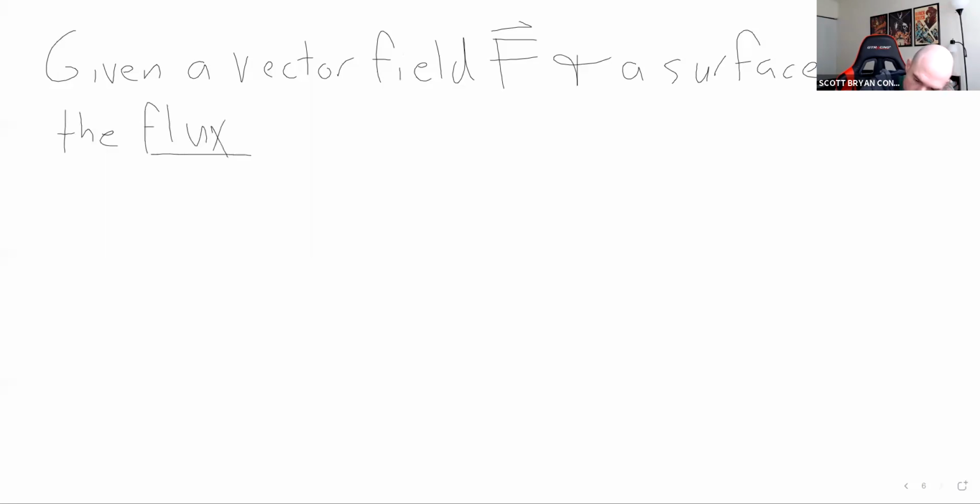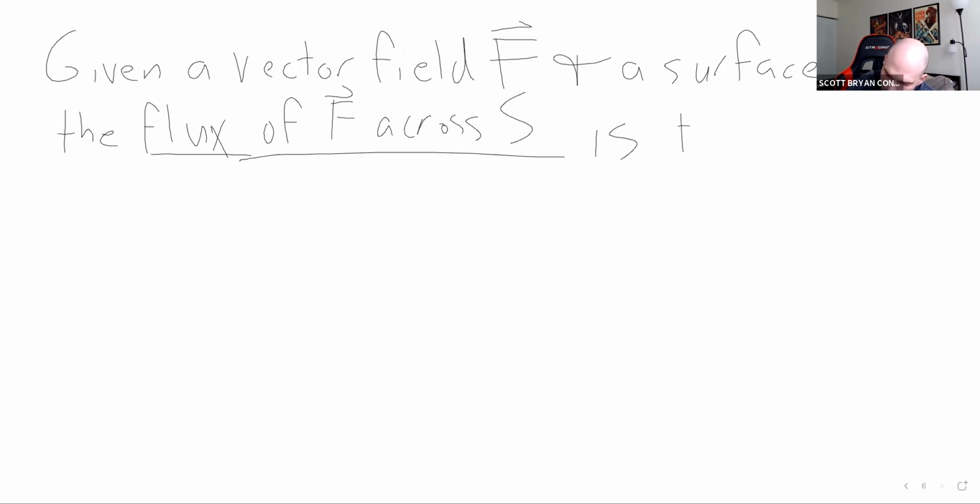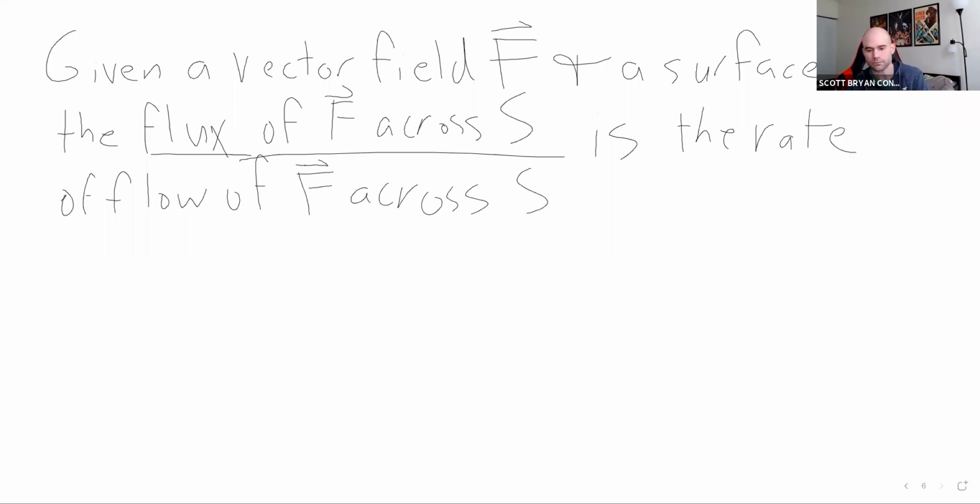we say the flux of the vector field F across S is just the rate of flow of the fluid, not really of F, but of the fluid across S. But I'll use F as shorthand. If you think of F as a fluid velocity vector field that at each point tells you the velocity of the fluid, and suppose it can freely flow across some surface S, the flux of F across S is the rate of flow of that fluid across S.